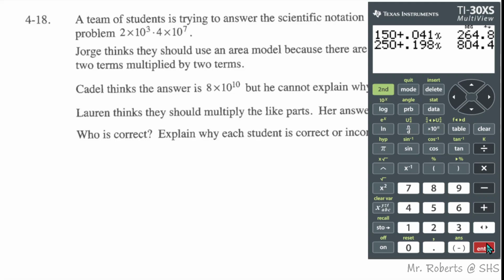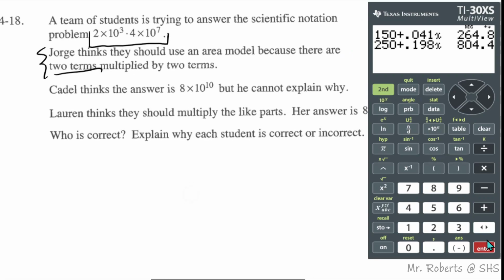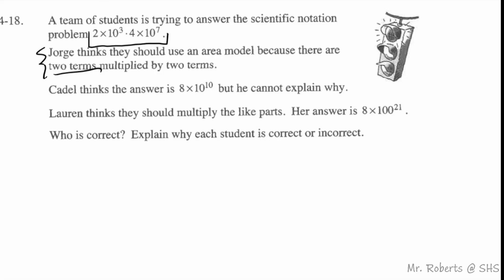So in terms of George, this is just one term, right? There's no addition anywhere. So I just have a 2 times 10 to the third times a 4 times 10 to the 7th. There are not two terms. It's just one term. So this problem does not have multiple terms. In terms of the next one, Cadell thinks it's this, but he can't explain why.